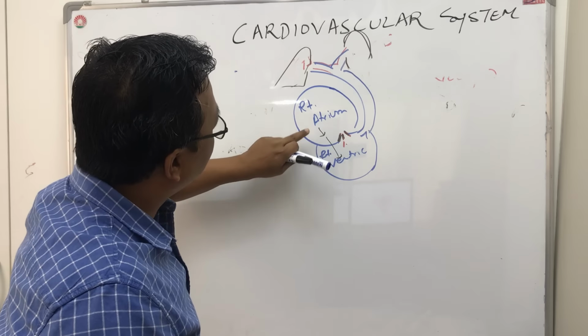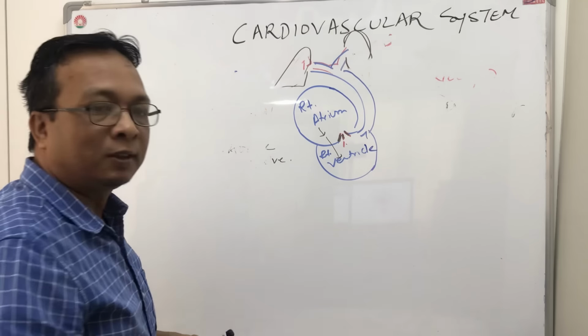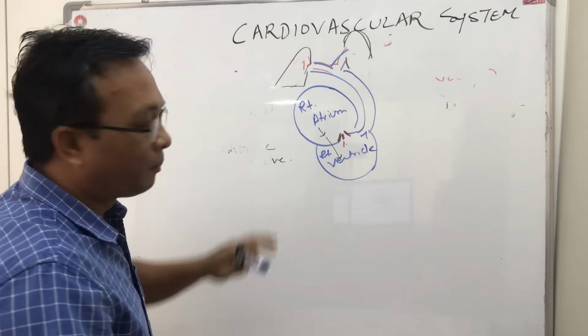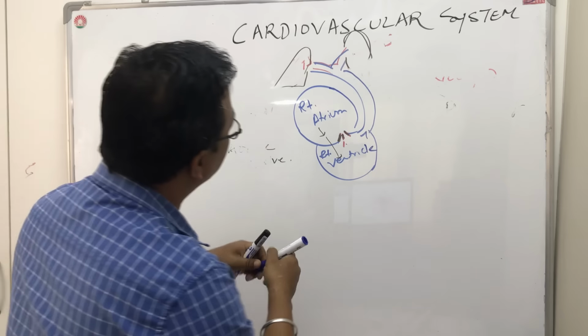The right side of the heart is composed of the right atrium and right ventricle. It's very simple, as the name suggests. Now we go with the right atrium first. In the right atrium, there are two openings. Remember, there are two openings in the right atrium.